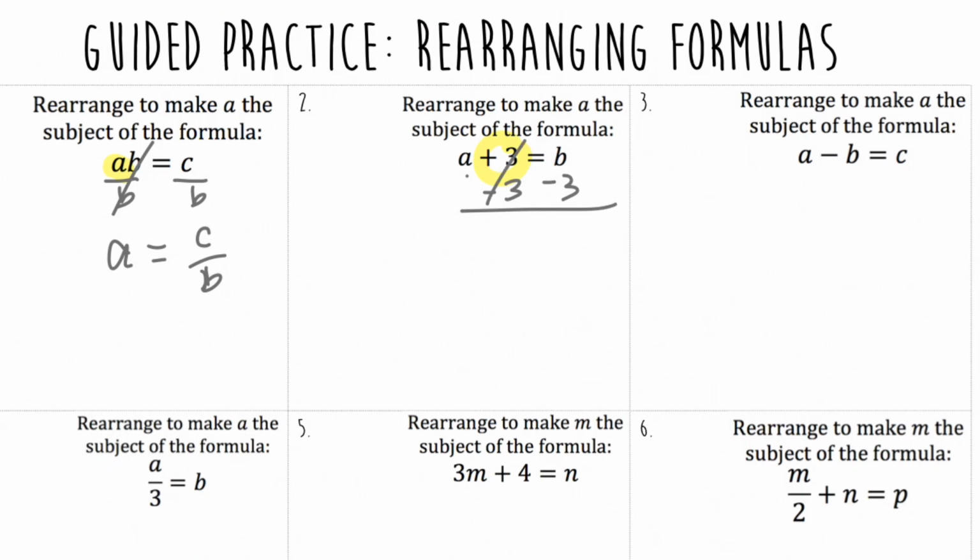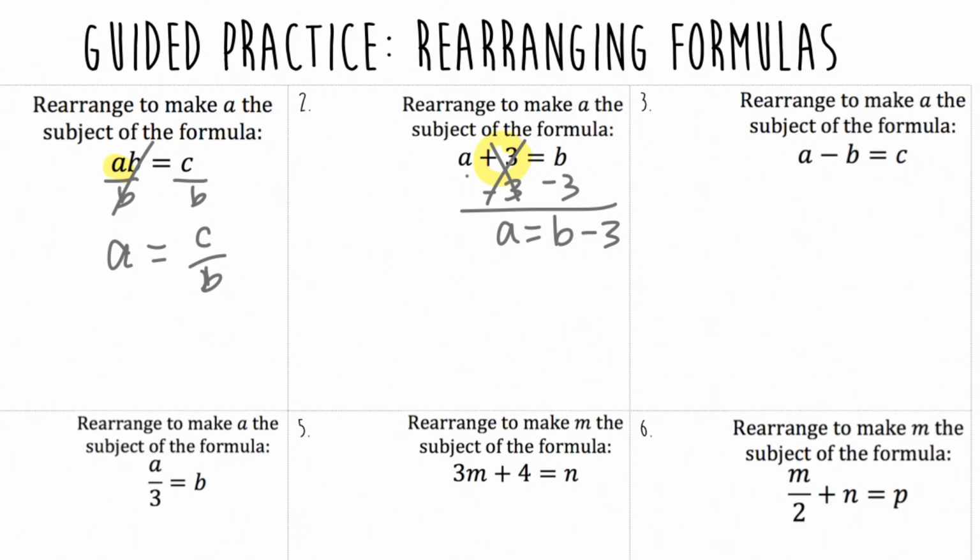Draw your equal line. This cancels. That's what we wanted to happen. We get A equals B subtract 3. Now I don't know what B is, so I don't know what B subtract 3 is, but I know how to write a subtraction statement. And so I write a subtraction statement.